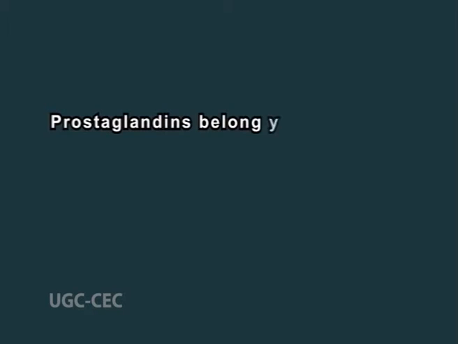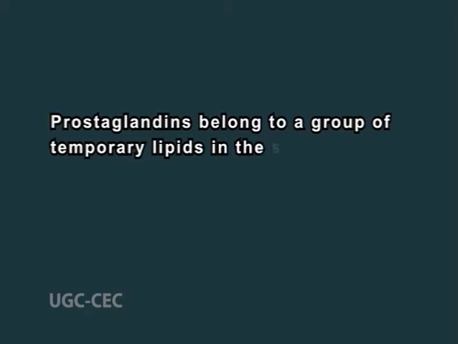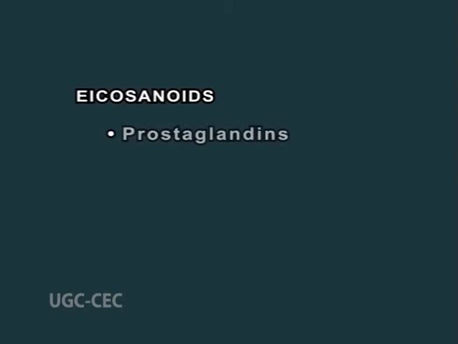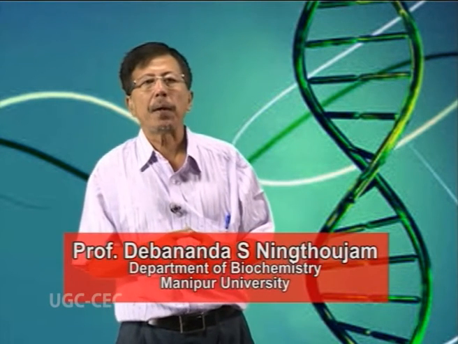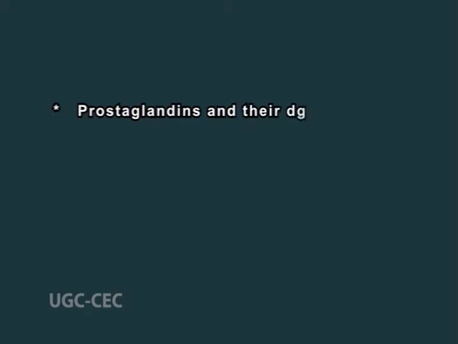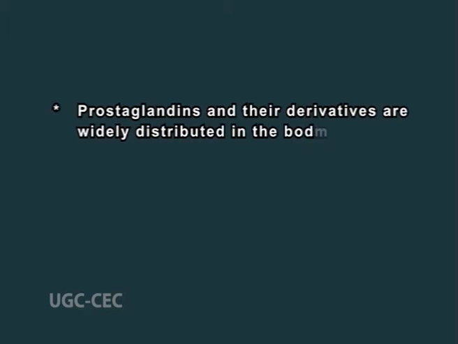Prostaglandins are the next category of lipids. They belong to a group of temporary lipids in the body called eicosanoids. Eicosanoids are of three types: prostaglandins, thromboxanes, and leukotrienes. Prostaglandins form a family of chemical messengers involved in local signaling within tissues. Prostaglandins and their derivatives are widely distributed in the body.